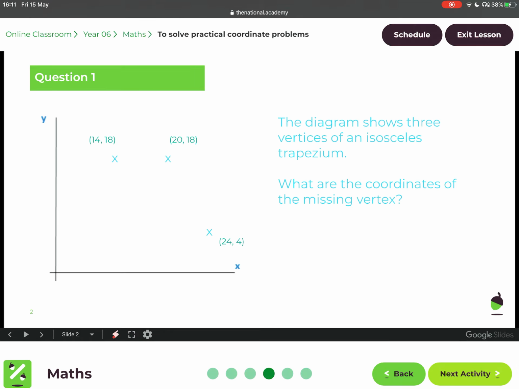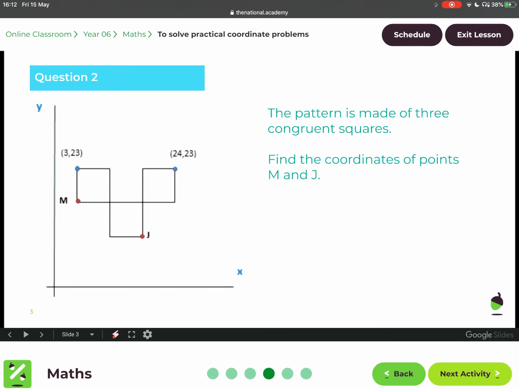So question 1. This diagram shows 3 vertices of an isosceles trapezium. What are the coordinates of the missing vertex of a trapezium? So that would mean it only has 1. So the missing vertex would be at 10, 4. Question 2. The pattern is made out of 3 congruent squares. Find the coordinates of points M and J. So let's see.